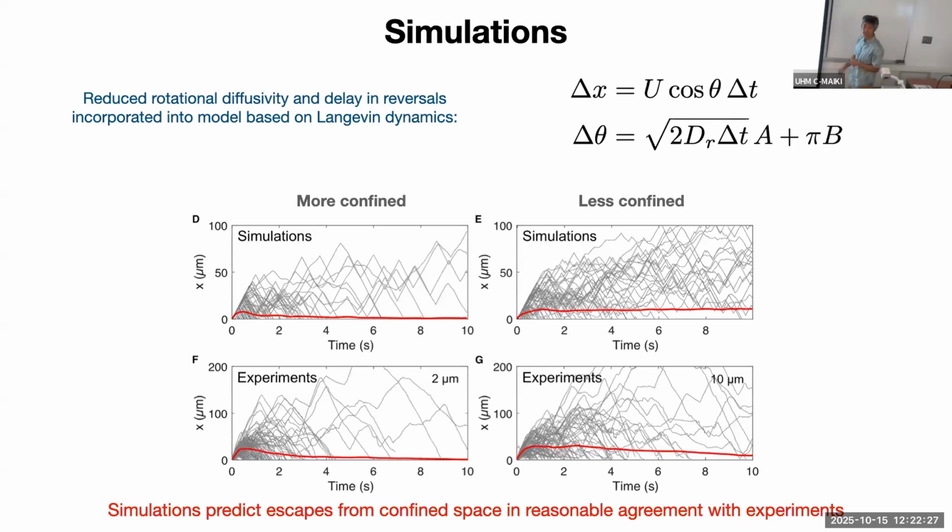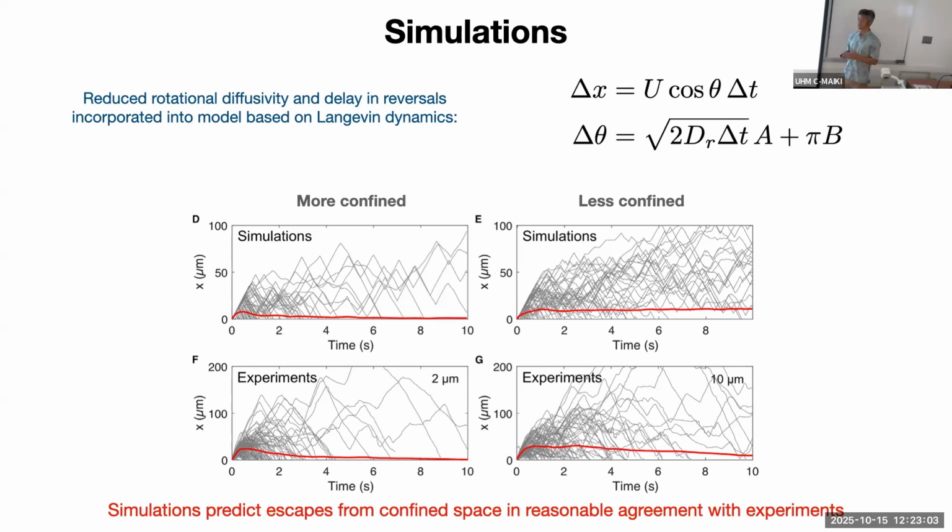In contrast, in the less confined channel with 10 microns, some bacteria do leave, but about half of them stay in the channel. And the red curve doesn't actually drop down to 0. This is consistent again with what we saw in the experiments. So we think that a combination of reduced directional changes and delayed reversals can explain why most bacteria ended up leaving the channel.